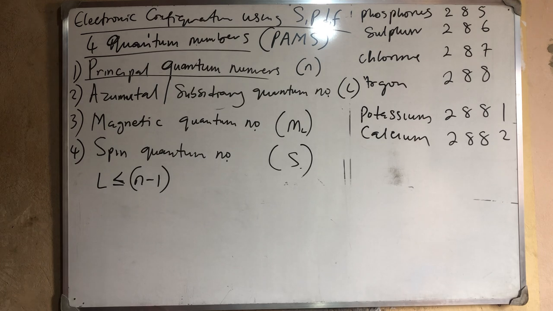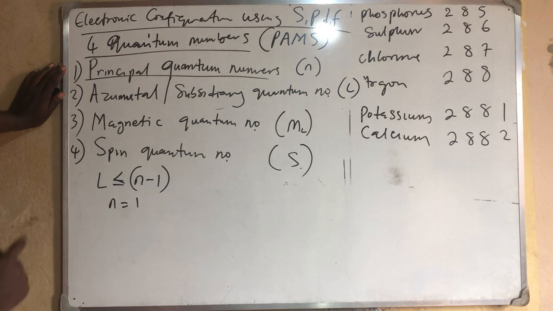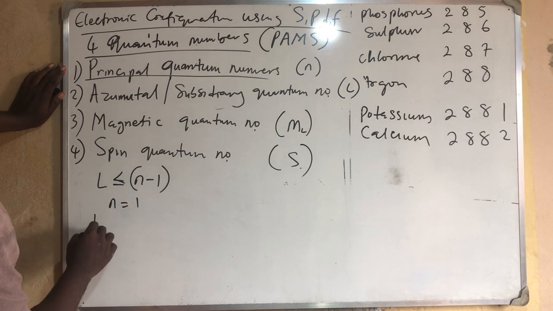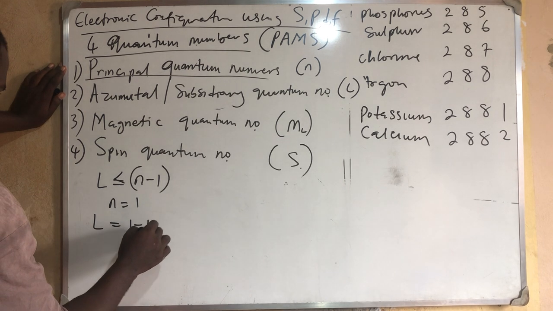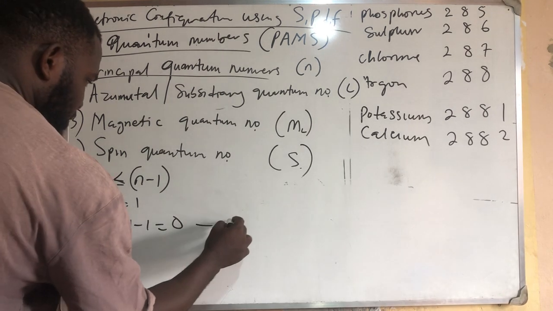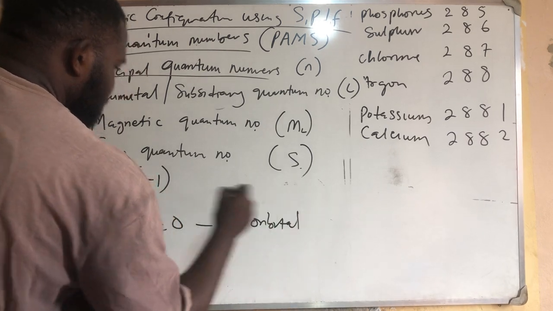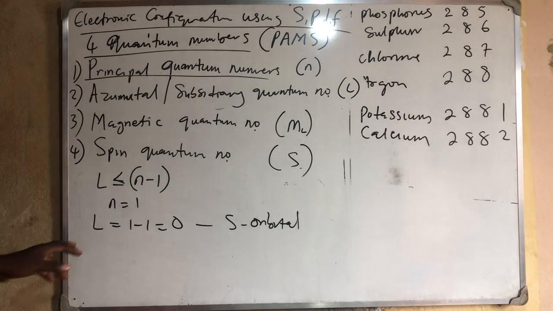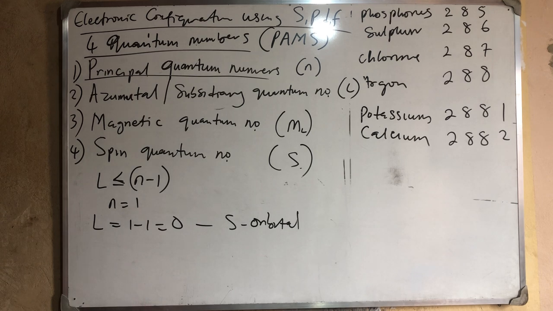Now in SPDF notation, if n is equal to 1, the azimuthal quantum number is equal to 1 minus 1, which is 0. When the azimuthal quantum number is 0, we call it the s orbital. Please, very important.